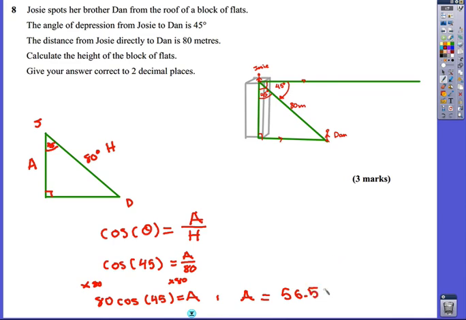If you put this into your calculator, the adjacent is equal to 56.57 meters. So the height of the flat is 56.57 meters, correct to 2 decimal places. I will put the question up on elevation and depression on Show My Homework for you to have a go.